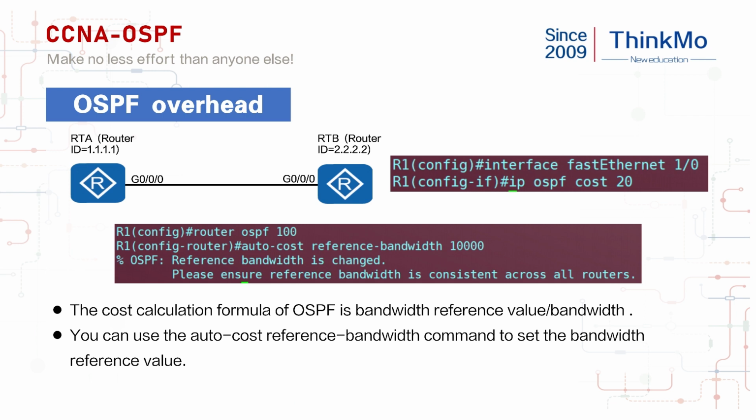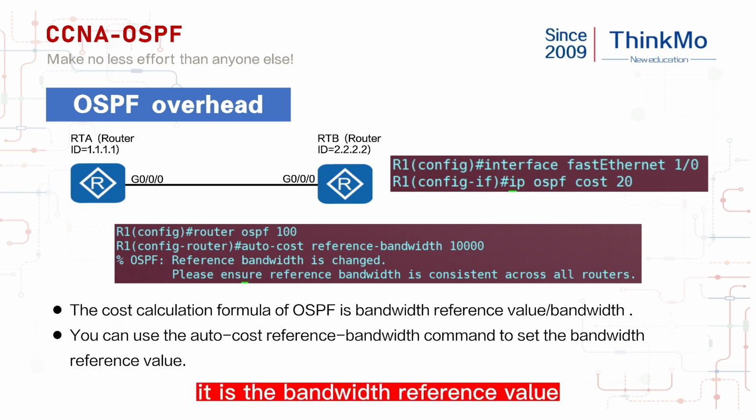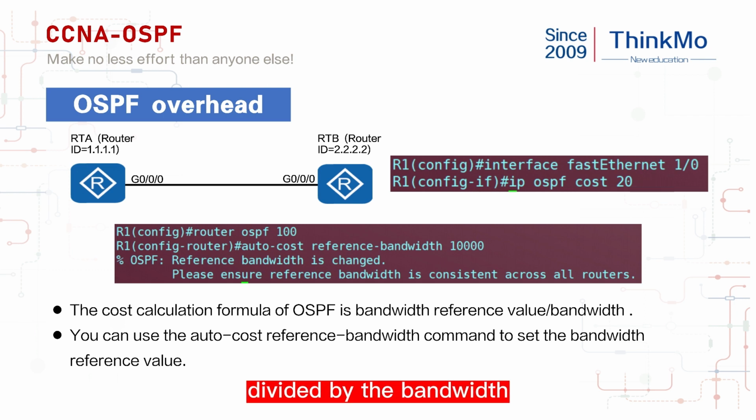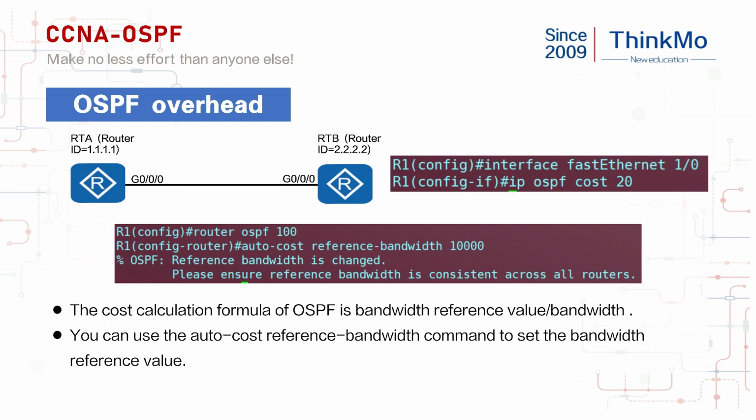OSPF overhead is called metric in EIGRP. Actually, this is the routing metric. In fact, it can also change the bandwidth in OSPF. It is the bandwidth reference value divided by the bandwidth. Cisco is 10 to the 8th. You just need to know, the greater the bandwidth, the smaller the cost. Therefore, OSPF will choose to take the link with large bandwidth.